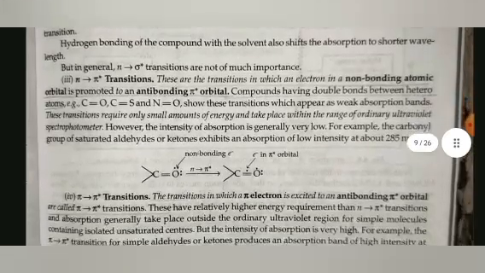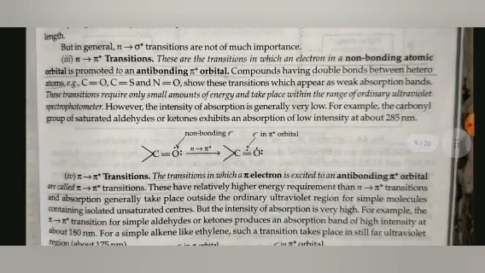This can be attributed to the fact that the greater the electronegativity of the heteroatom, the more firmly the non-bonding electrons are held by it, and therefore more energy is required for n to sigma star transition. Hydrogen bonding of the compound with the solvent also shifts the absorption to the shorter wavelength. But in general, n to sigma star transitions are not of much importance.